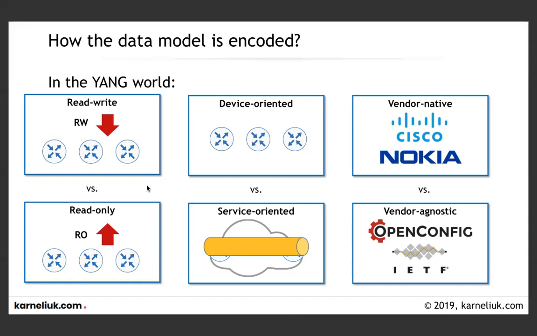The second type of models is whether they're device-oriented or service-oriented. Some of the YANG models are device-oriented when we speak about the configuration of the network element. These two models that I have shown are device-oriented. At the same time, there are some data models which are service-oriented.